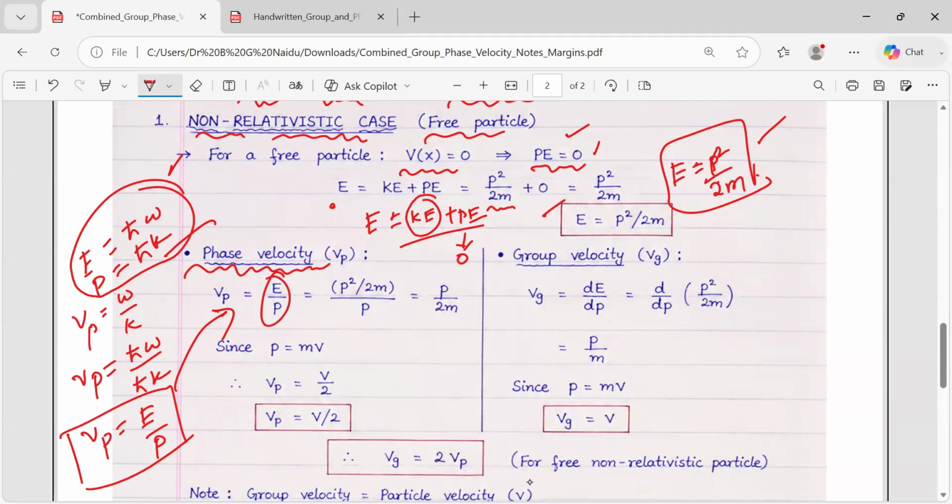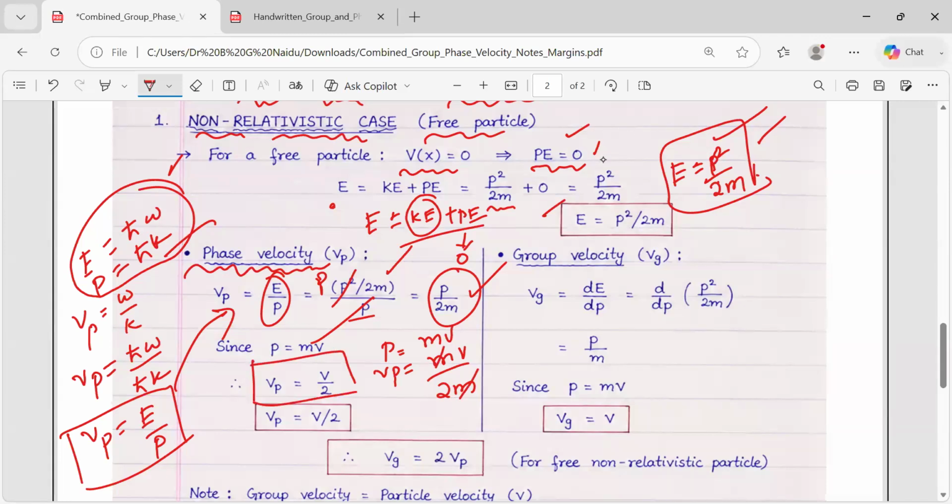For a free particle, it will have only the kinetic energy p square by 2m. You can substitute that total energy, p square by 2m, divided by p. Here one p cancels out and one p remains. This will become phase velocity equals p by 2m. We know that momentum p equals mv because it's a non-relativistic particle. So Vp equals mv by 2m, the m cancels out, and phase velocity equals v by 2.